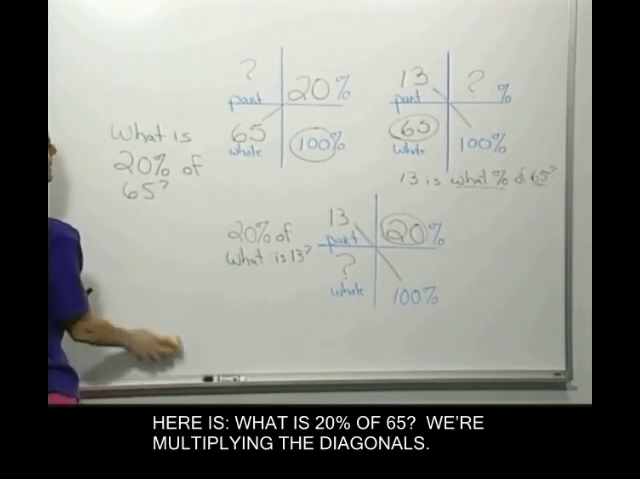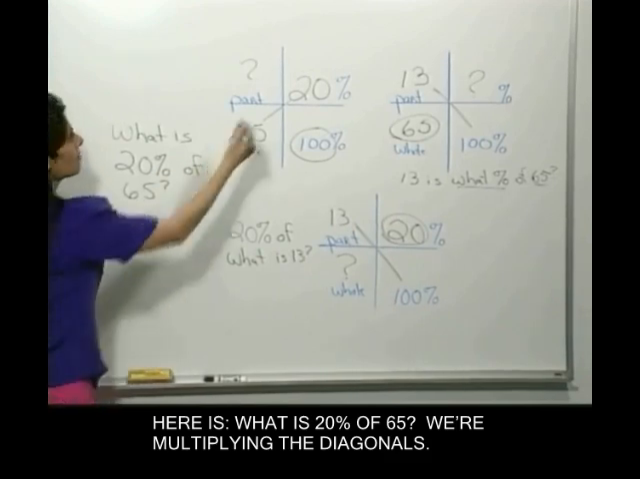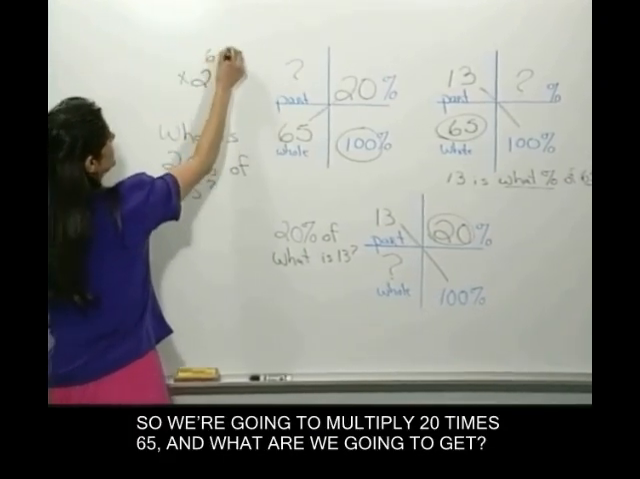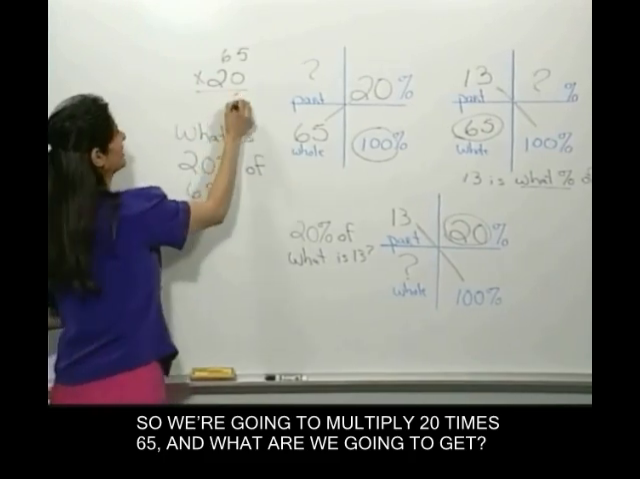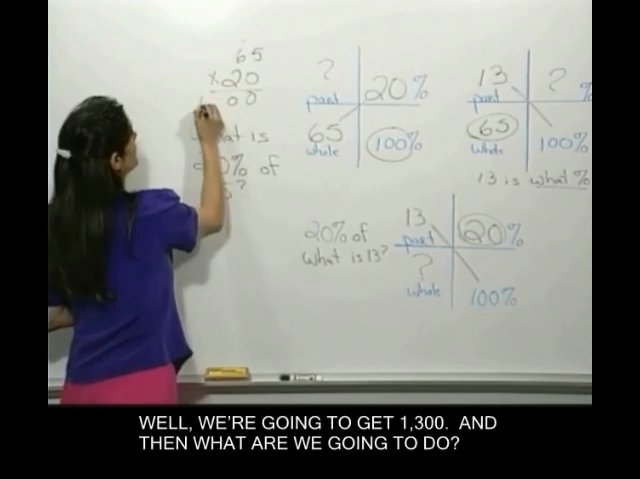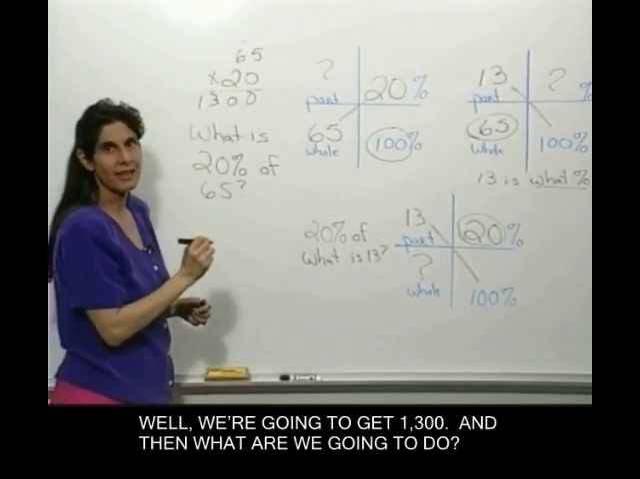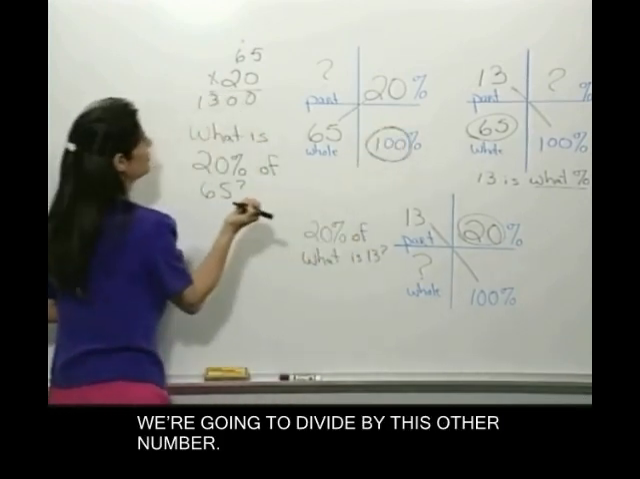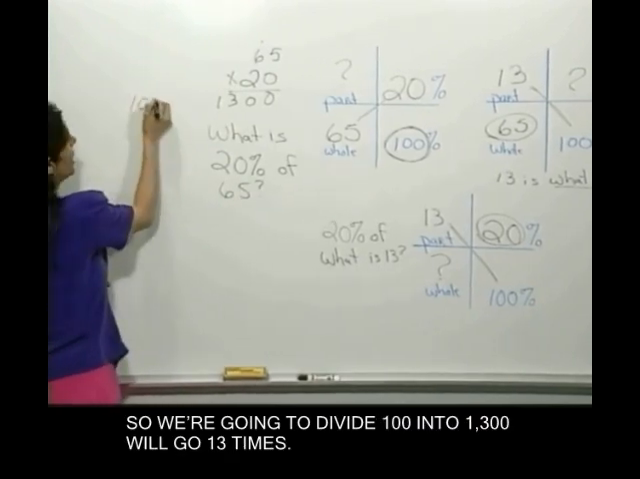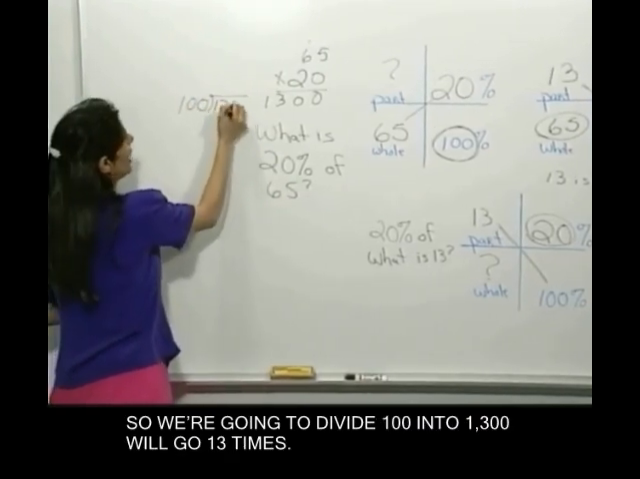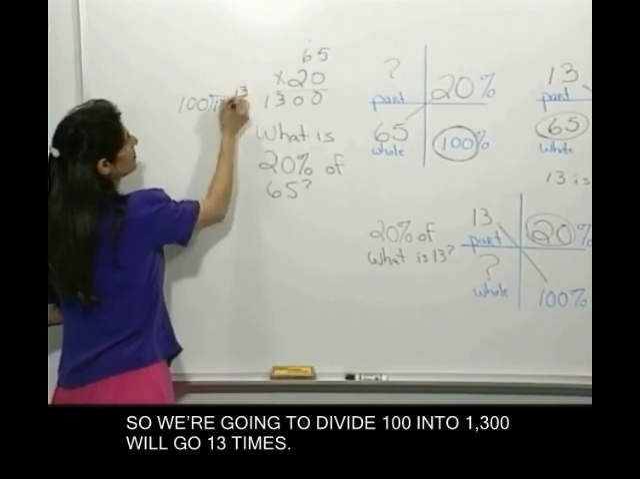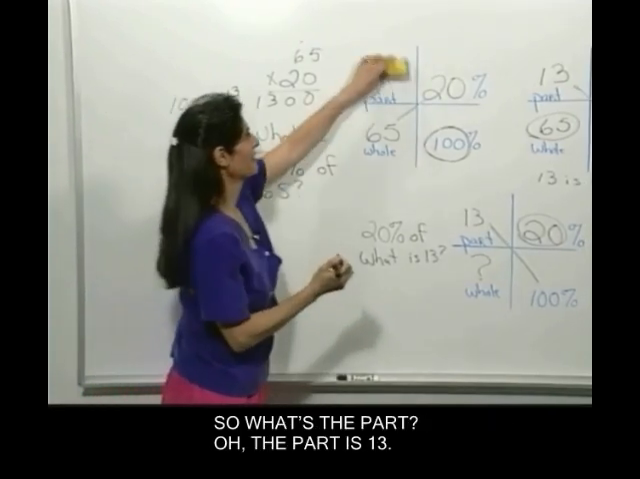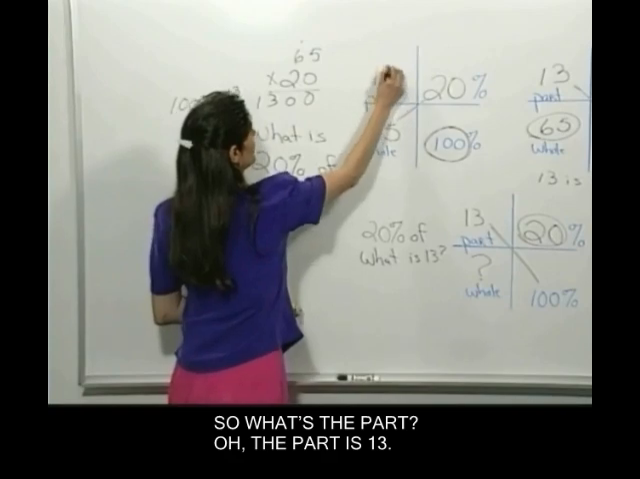Here is what is 20% of 65. We're multiplying the diagonals. So we're going to multiply 20 times 65. And what are we going to get? Well, we're going to get 1,300. And then what are we going to do? We're going to divide by this other number. So we're going to divide 100 into 1,300. We'll go 13 times. So what's the part? Oh, the part is 13.